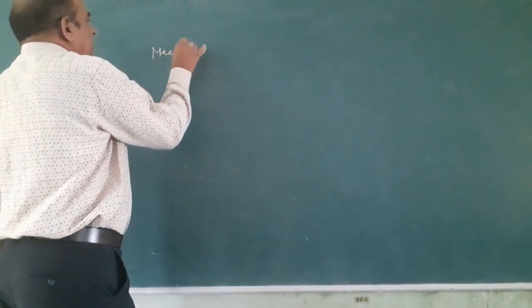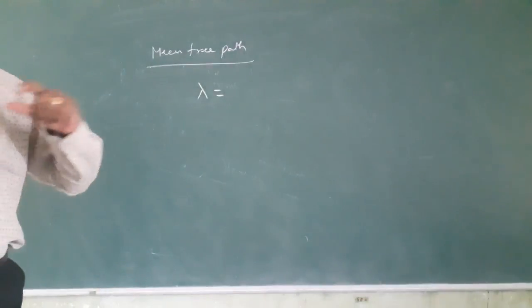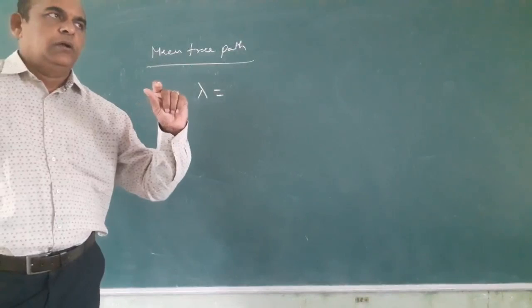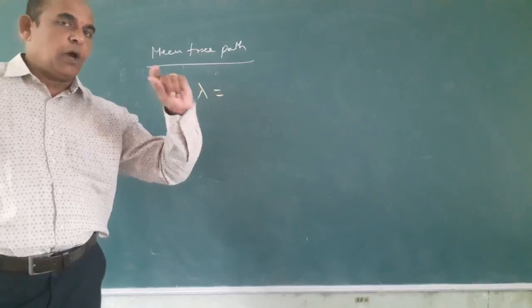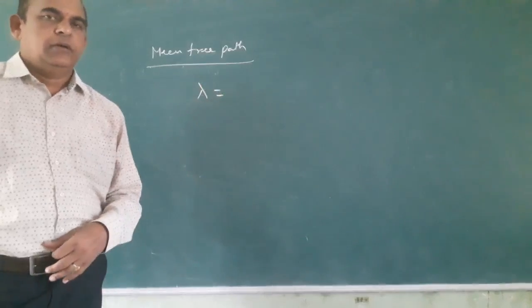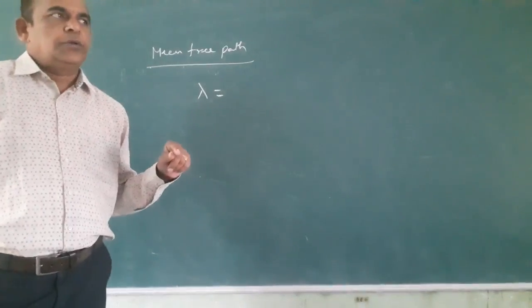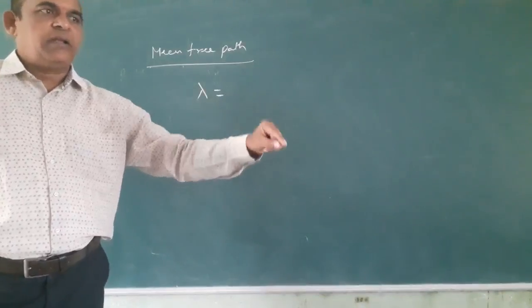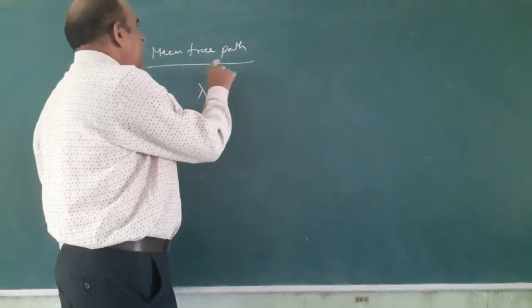Next, mean free path. Mean free path is represented by lambda. That is the average distance traveled by the molecule before collision. Suppose a molecule is colliding with different molecules. It will travel a certain distance, collide, and travel another distance, collide. Then what is the average distance traveled? That is called the mean free path.